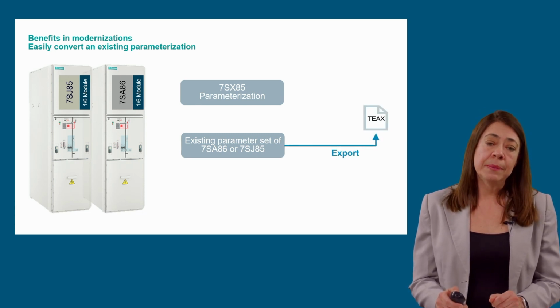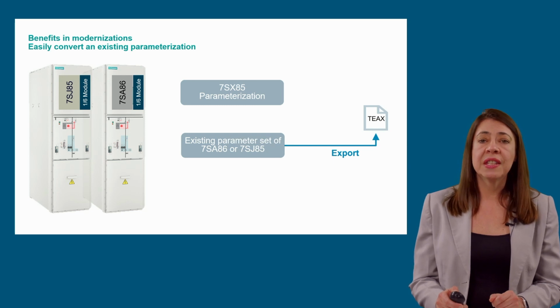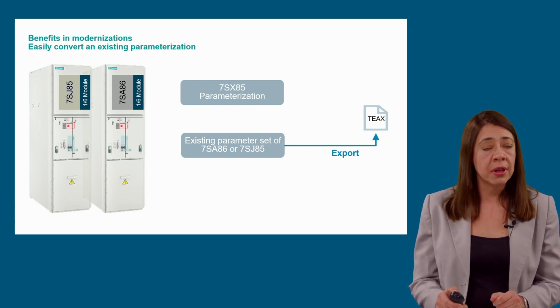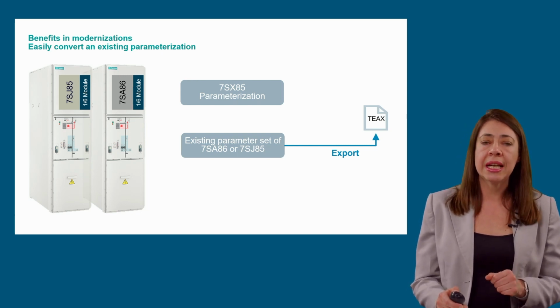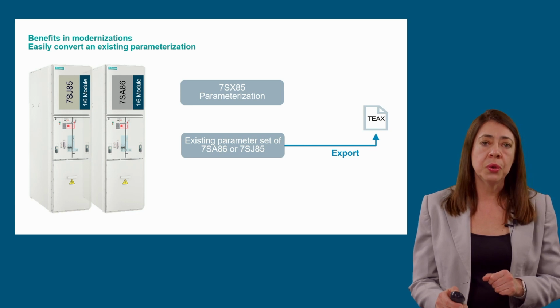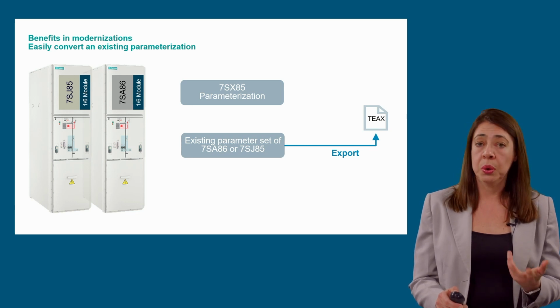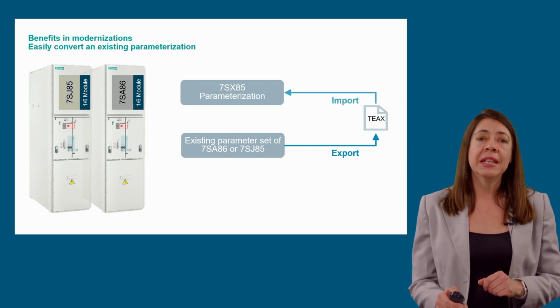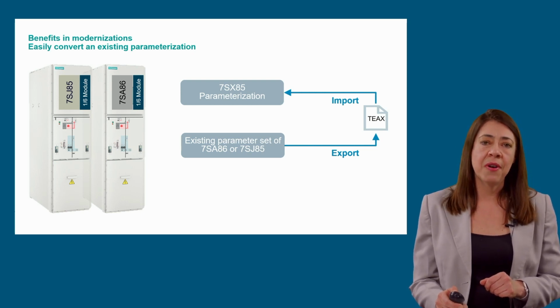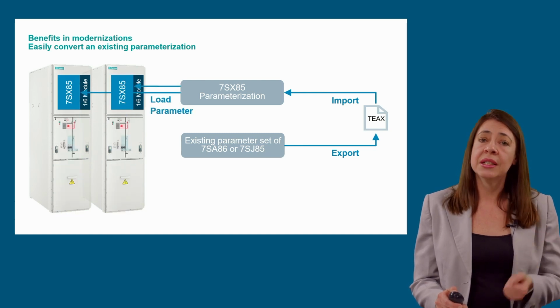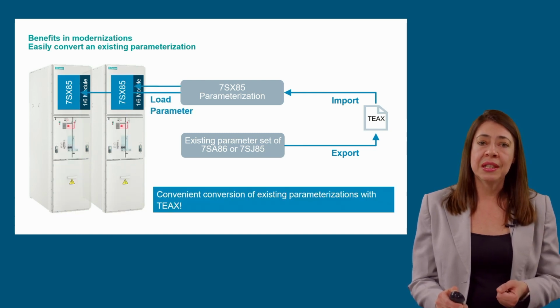The existing parameter set of the 7SA86 or 7SJ85 can be exported using the Totally Integrated Automation Exchange format, or TIAX, and then imported into the 7SX85 parameterization. That's easy. Then you can download the parameters into the devices.